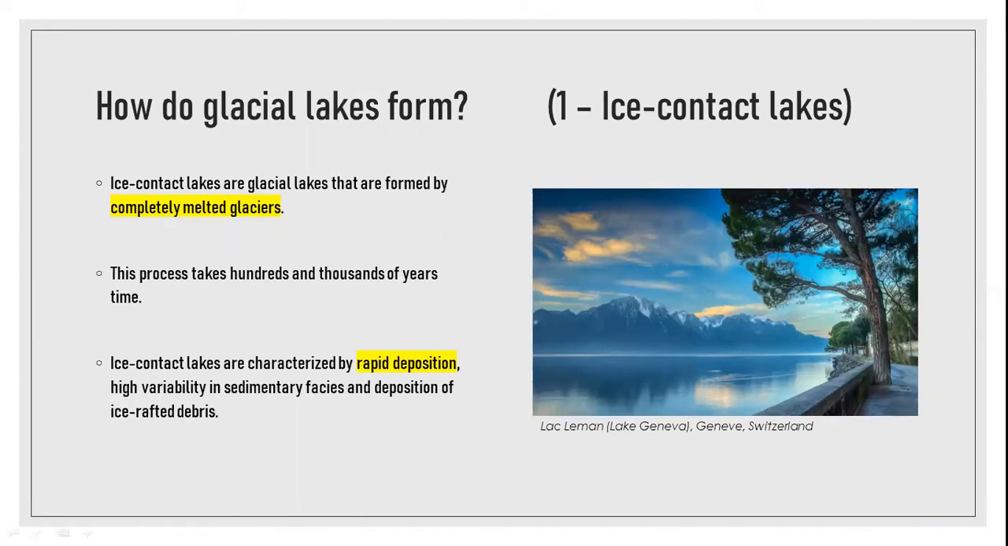This is Lac Leman in Geneva, Switzerland. It is categorized as an ice contact lake. Ice contact lakes are glacial lakes that are formed by completely melted glaciers. It literally means that all the snow and ice in the parent glacier melted to form a huge pool of water. And so this process takes hundreds and thousands of years' time to transform to its landscape today.